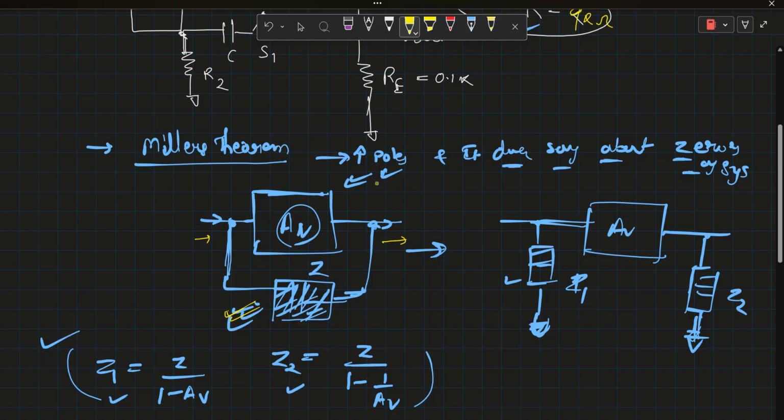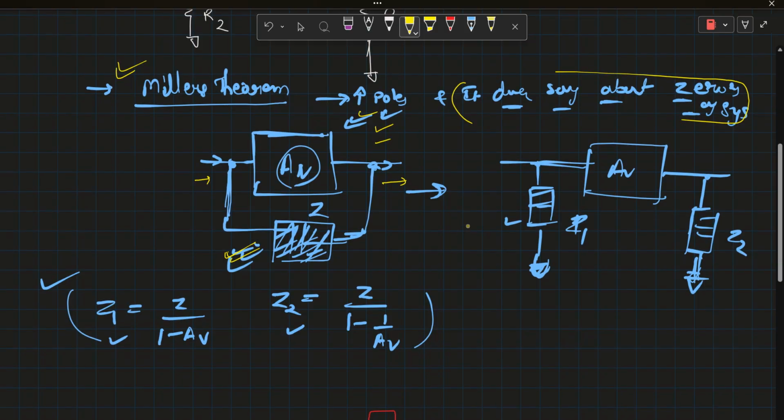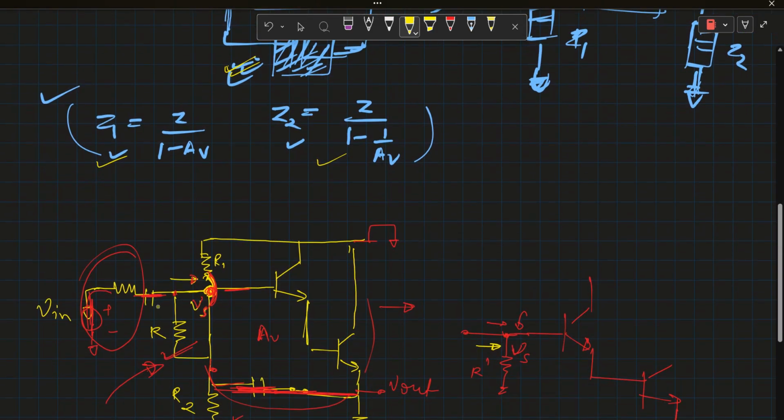Remember one thing about Miller's theorem. Miller's theorem increases the number of poles of the system, but it doesn't say anything about the zeros of the system. In other words, it usually ignores the zeros of the system, which has some effects on the system. But it is a good approximation to find out the poles and the input impedance of the system. I will take another lecture for Miller's theorem at some other time. But for now, you can understand that Miller's theorem says that we can decompose the impedance into two parts, Z1 and Z2, and these are the formulas.